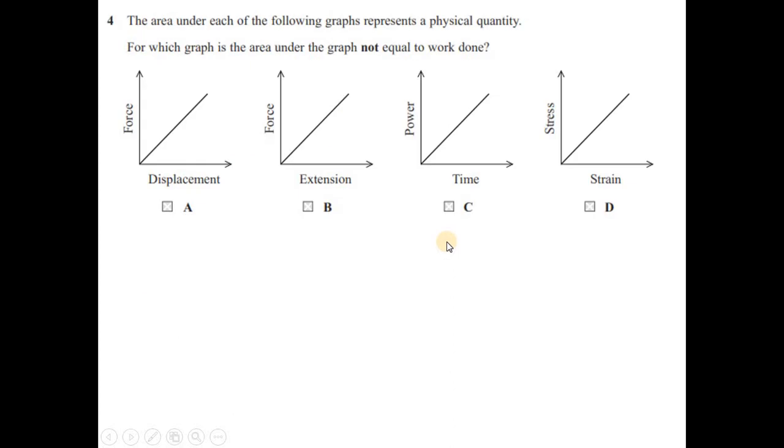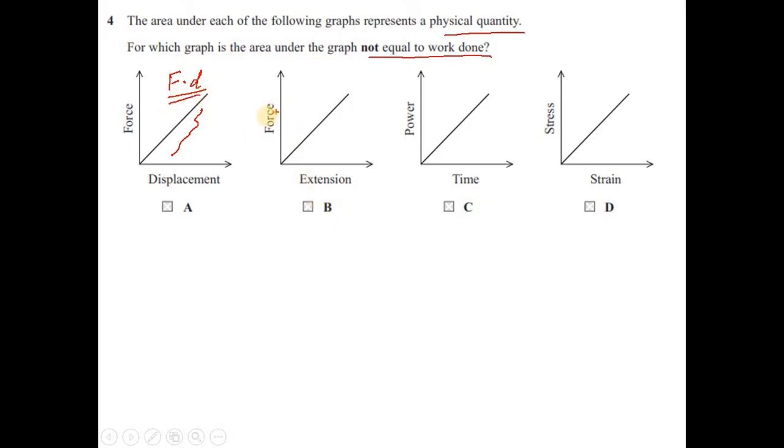Question number 4: the area under each of the following graphs represents a physical quantity. For which graph is the area under the graph not equal to work done? If you see, the first graph is force into displacement. Indeed, if you find the area under the graph, it will be F into D, and F into D would be the work done.